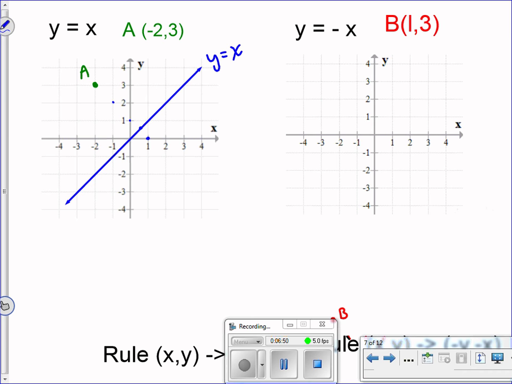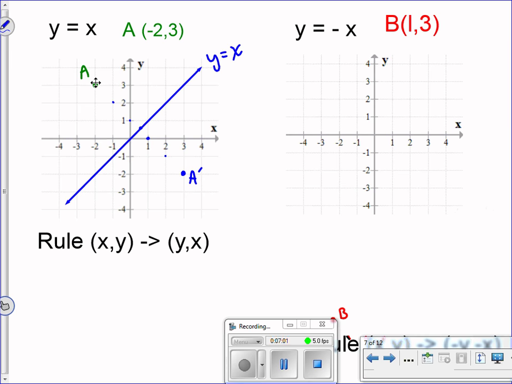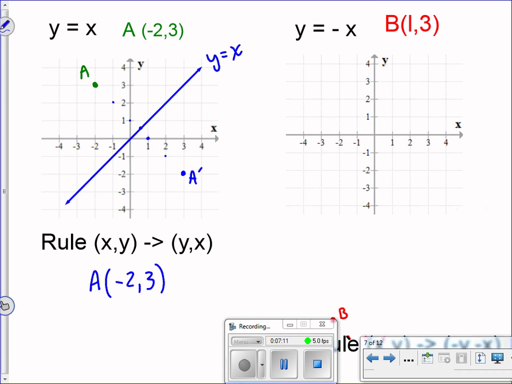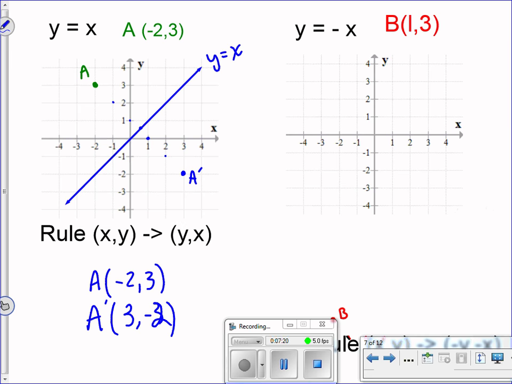There's the half. Okay, that took care of the half. Now I just need to count 2 more. 1, 2, and there's A prime. Very simple stuff. Now there's a rule for this, and the rule is I'm going to take my x and y, and I'm just going to flip it, and it becomes y comma x. So if you take a look, point A is -2 comma 3, and A prime is 3 comma -2. Okay, so the rule absolutely applies.